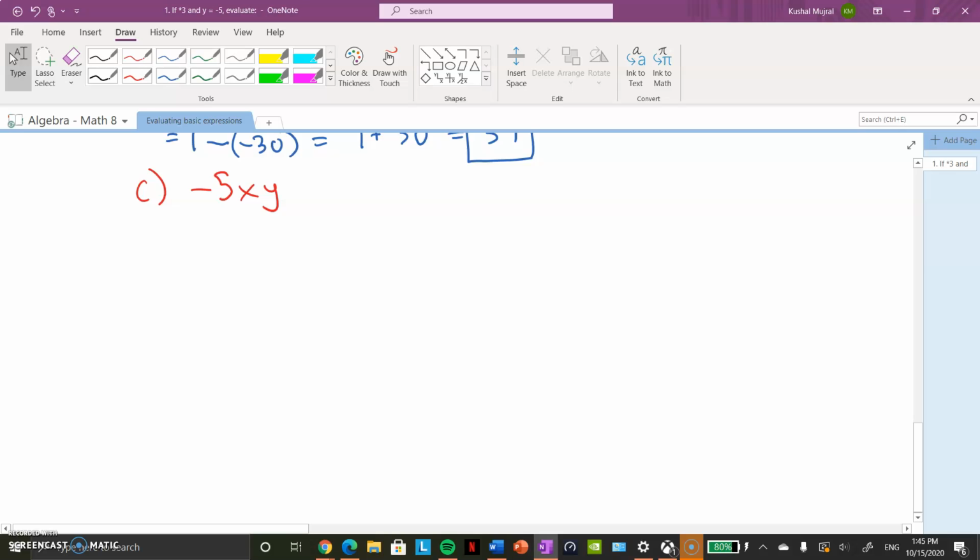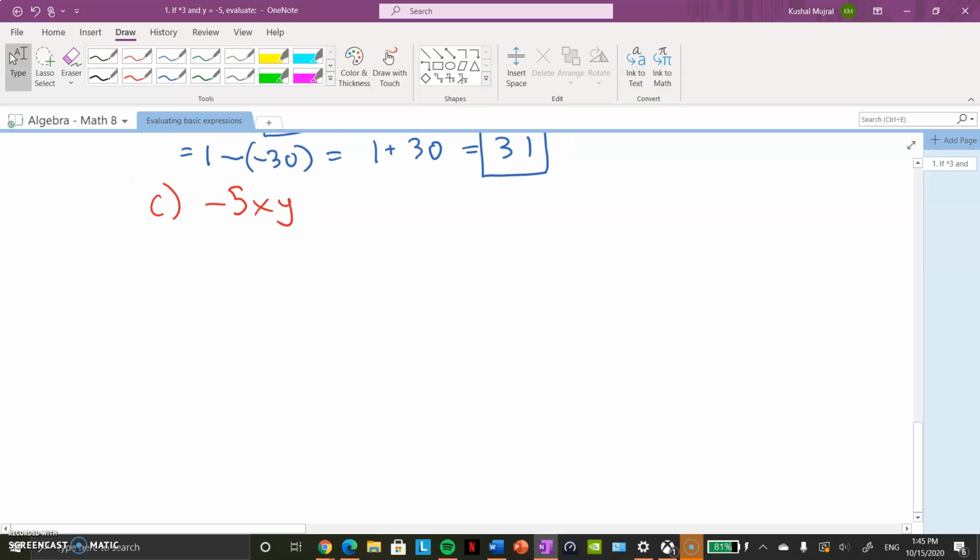So let's take a look at this. Negative 5xy. This isn't saying negative 5 times y. This is negative 5xy. Okay? Should have made that a bit more clear, but okay. This is negative 5xy. So, that's the same as writing negative 5 multiplied by x multiplied by y. Okay? Remember the dot means multiplied by.